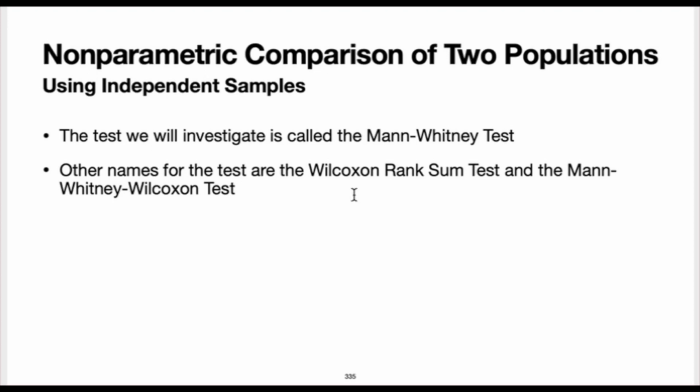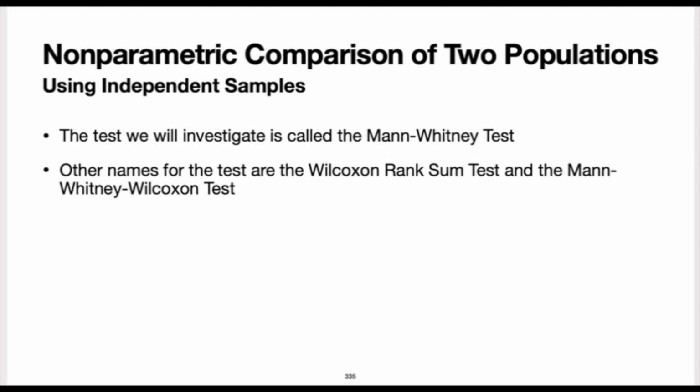Don't confuse the Wilcoxon rank sum test, or this Mann-Whitney test, with the test that we looked at back in Module 2 for comparing two populations using paired samples. That test was called the Wilcoxon signed rank test. So this is a different test. Wilcoxon came up with these two different tests. This one is called the Wilcoxon rank sum test, and it's used for comparing two populations using independent samples. Probably the more commonly used name is the Mann-Whitney test, however.